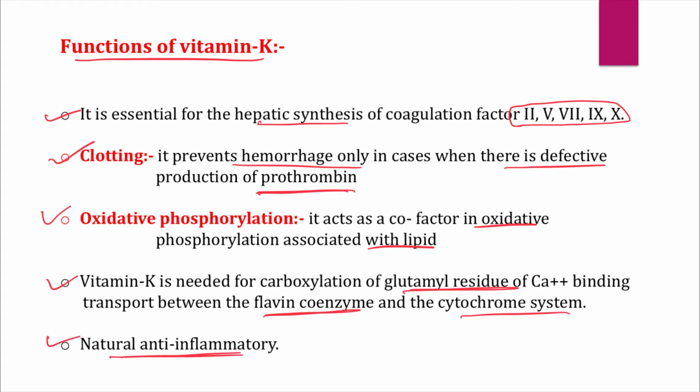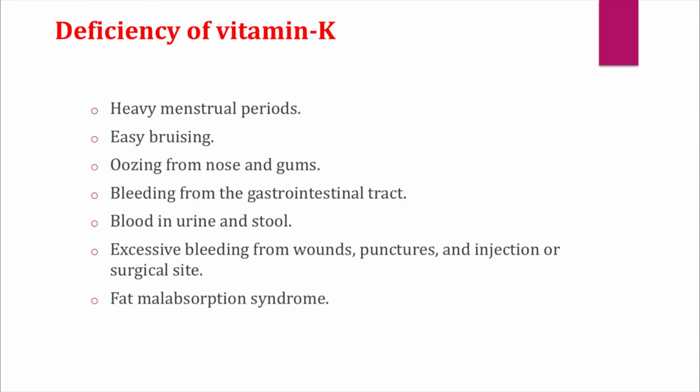Very important. So when we talk about the important functions of vitamin K, these are hepatic synthesis of coagulating factors. It also prevents the hemorrhage in cases where there is defective production of prothrombin. It also plays an important role in oxidative phosphorylation, and it is also needed for the carboxylation of glutamyl residue. And lastly, it acts as a natural anti-inflammatory. So after the functions of vitamin K, now we will talk about the deficiency of vitamin K, right? What are the signs and symptoms of vitamin K deficiency?